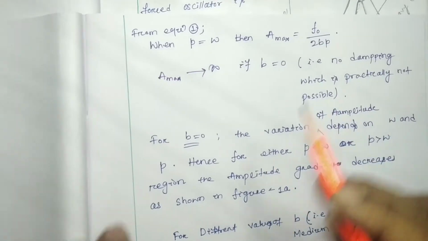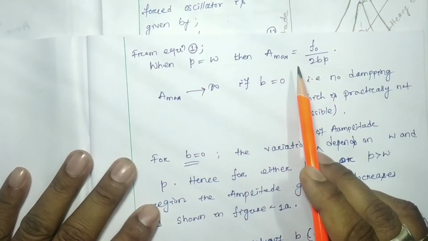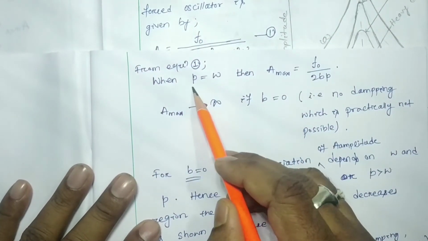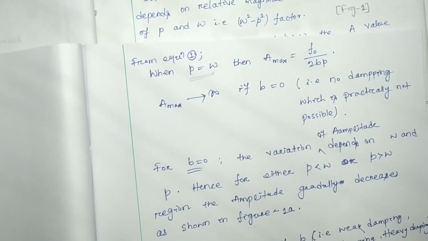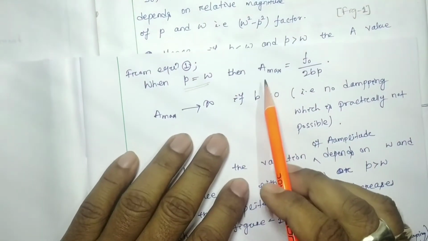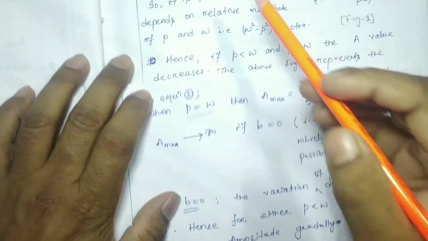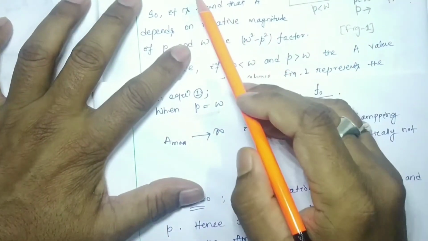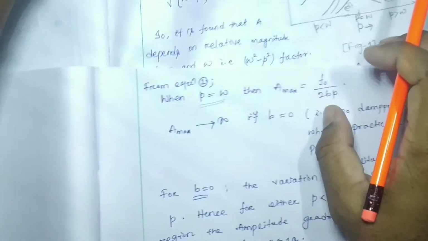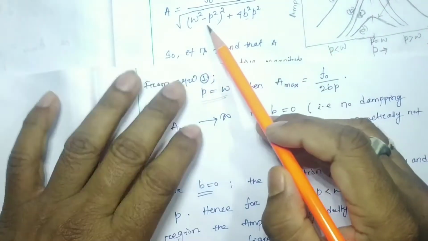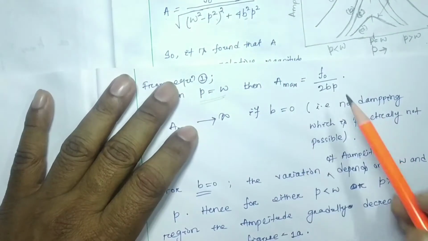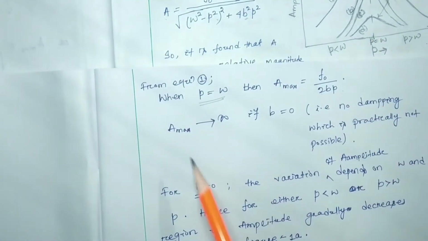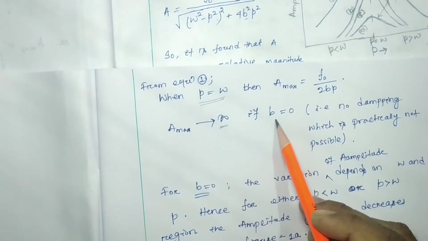Next, whatever I discussed, I have written. Just watch it. From figure 1, what we observed when p equal to omega, I am going to explain mathematically. When p equal to omega, A max is equal to how much? This factor is 0. For p equal to omega, this factor will be 0. The root of this one will be 2bp. So A max will be infinite if b equal to 0.